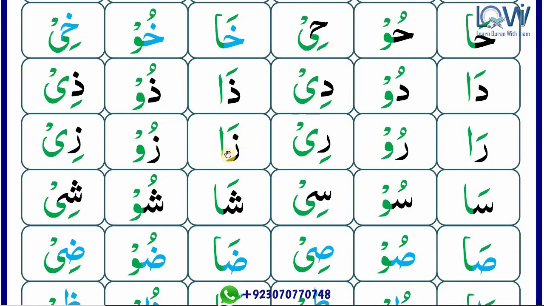Next letter is za. Za is a superior letter, that's why it will be read with whistle sound. Za alif zabar za. Za wow pesh zu. Za ya zer zi. Za zu zi.